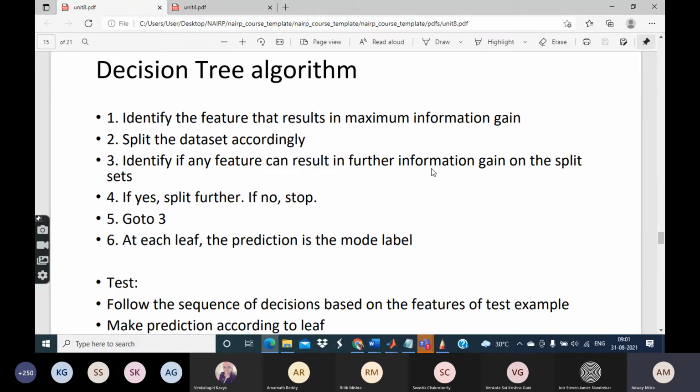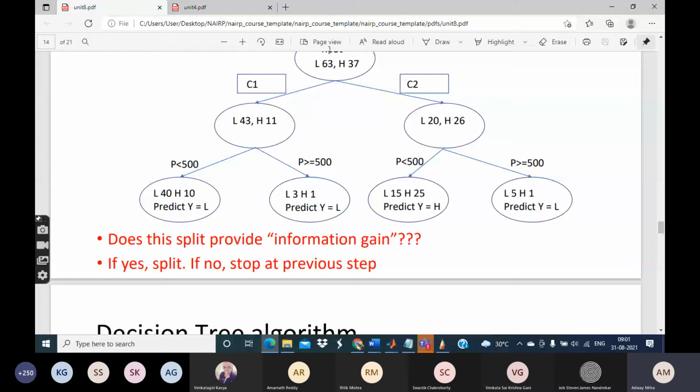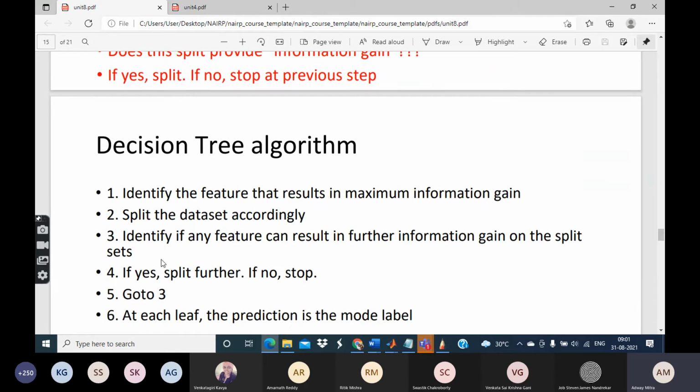In the training phase, we identify the feature that results in maximum information gain. I mean, not just the feature, but its split also. So you split the dataset accordingly. Now identify any feature that can result in further information gain on the split set. So this is the original dataset, and these two are the split sets. See if you can find any feature which can split these subsets even further. If yes, then split further, and if no, then stop.